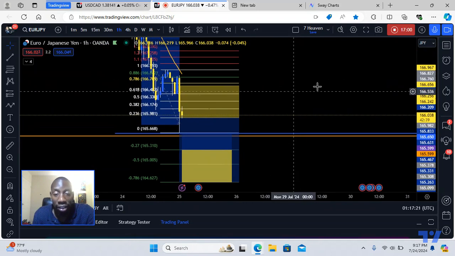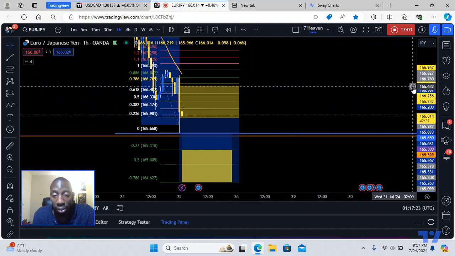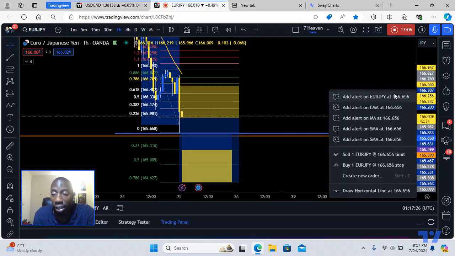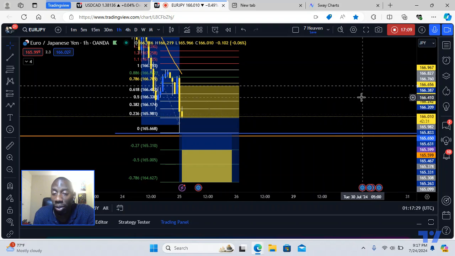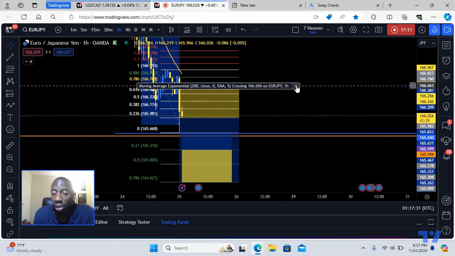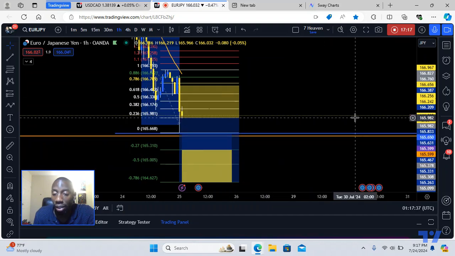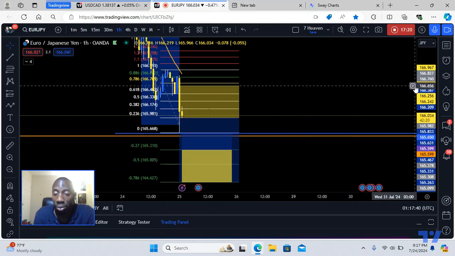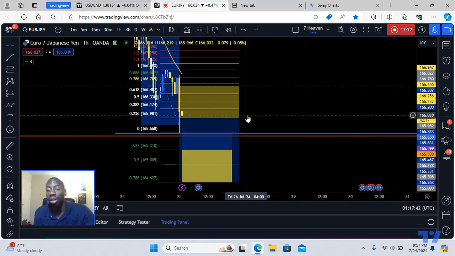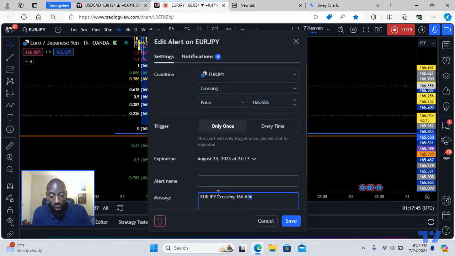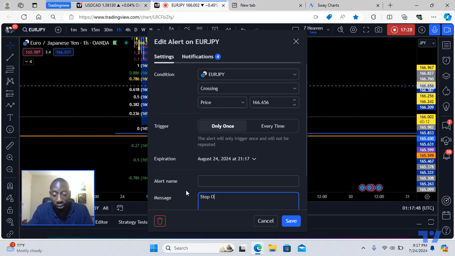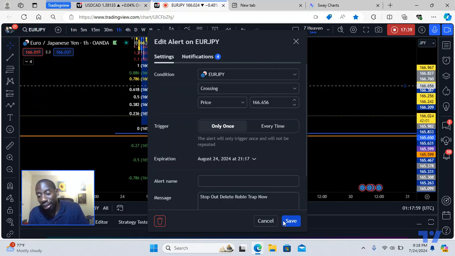And now this is a valid setup. And now I'll do this. I'll put my cursor here. Remember, this is only if you have TradingView alerts. Hold on, let me do this. Delete that. Yeah. So I'll make my own. Boom. All right. So what I'm gonna put here is stop out. Delete Robin trap. And I do the same thing, everything the same thing all the time.